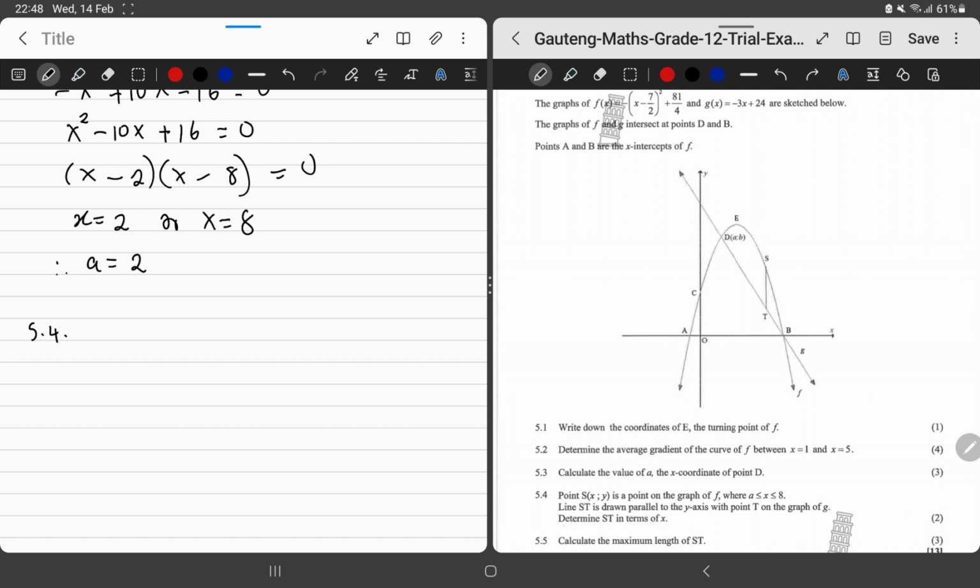5.4. Point S (x; y) is a point on the graph of f where x lies between a and 8. Line ST is drawn parallel to the y-axis with point T on the graph of f. Well, a is 2, so x lies between 2 and 8.